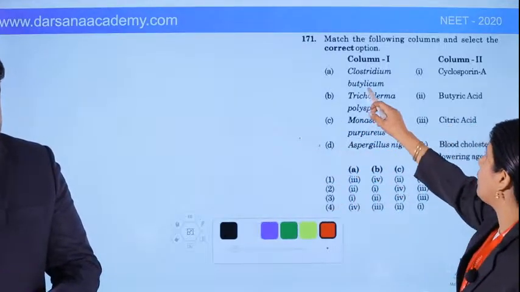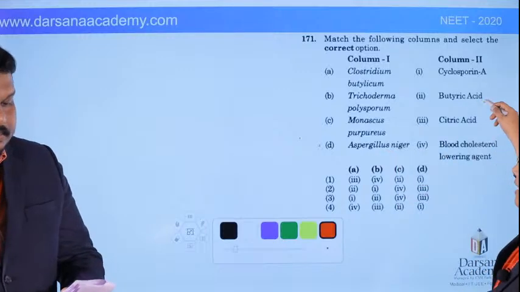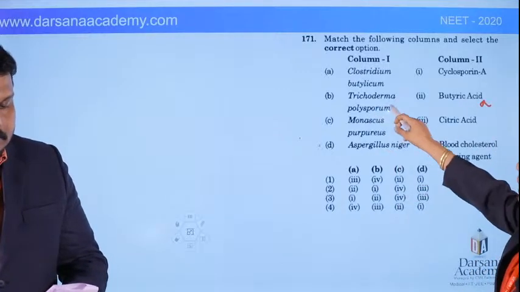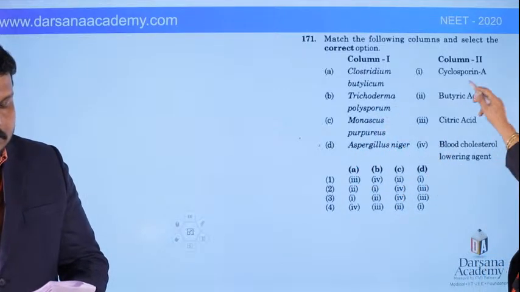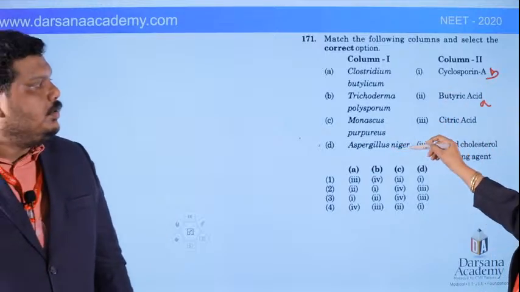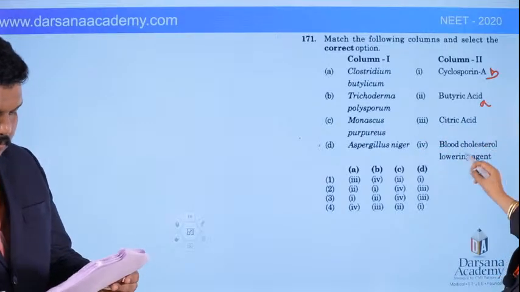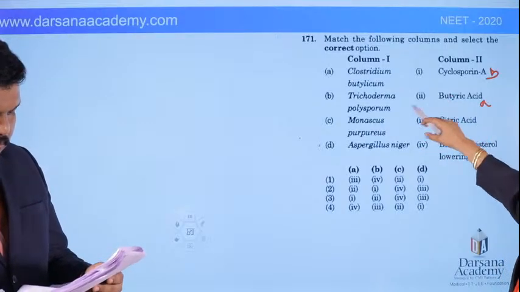What about this one? Column 1, Clostridium butylicum. We can see that butyric acid. And what about Trichoderma polysporum? We can see that cyclosporin A. And what about Monascus purpureus?